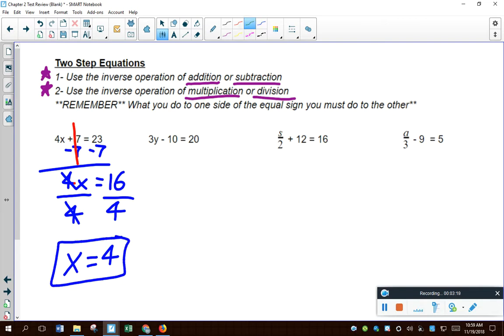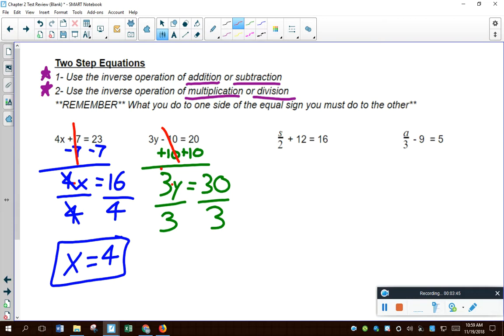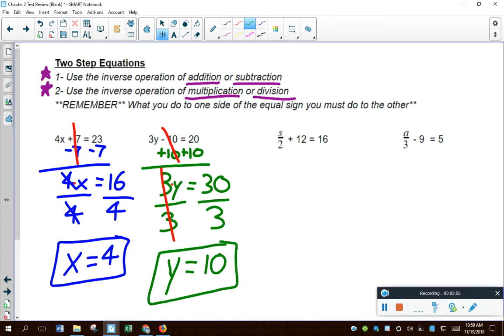In the second example here, I have a minus 10. 3y minus 10 equals 20. I'm going to add 10 to both sides. My minus and plus 10 will cancel, and we're left with 3y is equal to 30. Just like in the last equation we saw, this is 3 times y. So I'm going to undo that, or use the inverse operation of division. Our 3's will cancel, and we're left with y equals, so y is by itself, it's isolated, 30 divided by 3 is 10. Y equals 10.